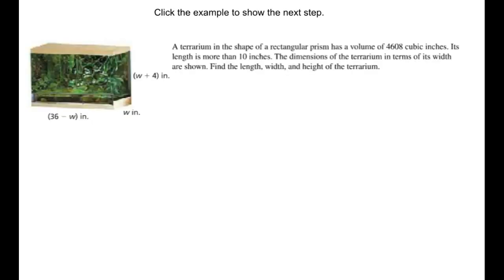So now we're going to be using that factoring to solve our real-world problems. A terrarium in the shape of a rectangular prism has a volume of 4,608 cubic inches. Its length is more than 10 inches. The dimensions of the terrarium in terms of its width are shown. Find the length, width, and height of the terrarium.